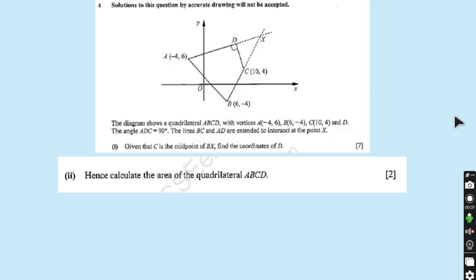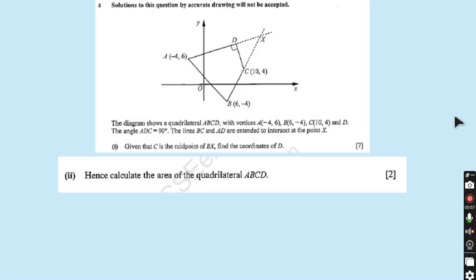The diagram shows a quadrilateral ABCD with vertices A(-4, 6), B(6, -4), C(0, 4) and D. The angle ADC is 90 degrees. The lines BC and AD are extended to intersect at the point X. Given that C is the midpoint of BX, find the coordinates of D.